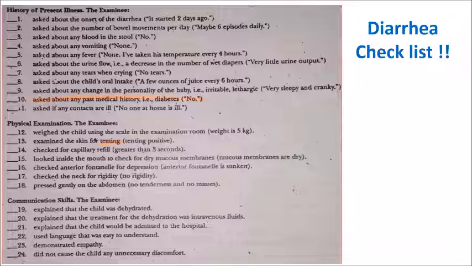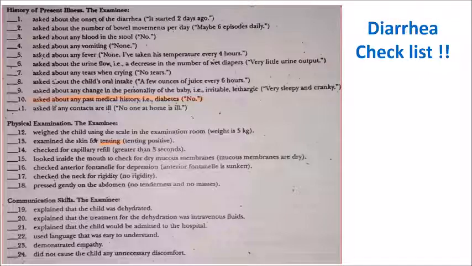Ask about onset of the diarrhea. Okay. It started 2 days ago. That was the answer by the surrogate. Okay. Ask about number of bowel movements per day. Yes, it is an important question. Episode details, the answer within the bracket is the answer of the surrogate.